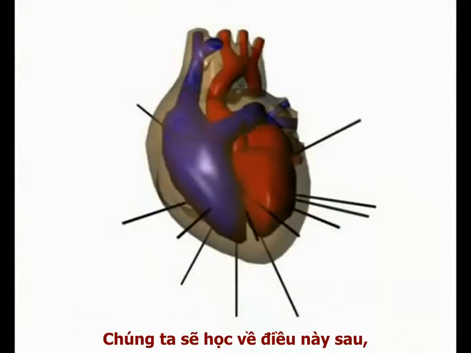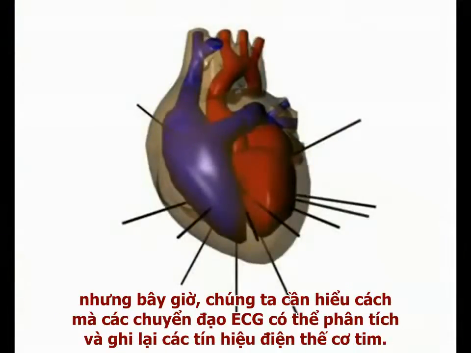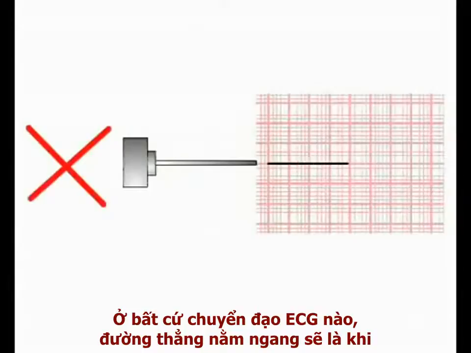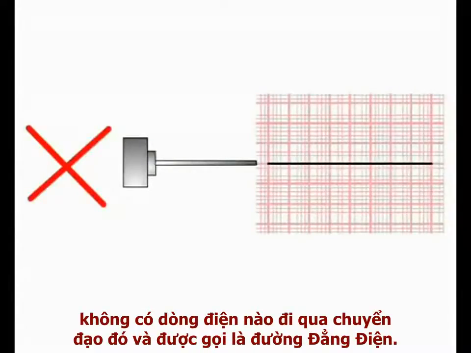We'll see how this works later, but for now we need to understand how the individual ECG leads analyze and record cardiac current. In any ECG lead, the flat line recorded on the readout when no net current is flowing is termed the isoelectric line.